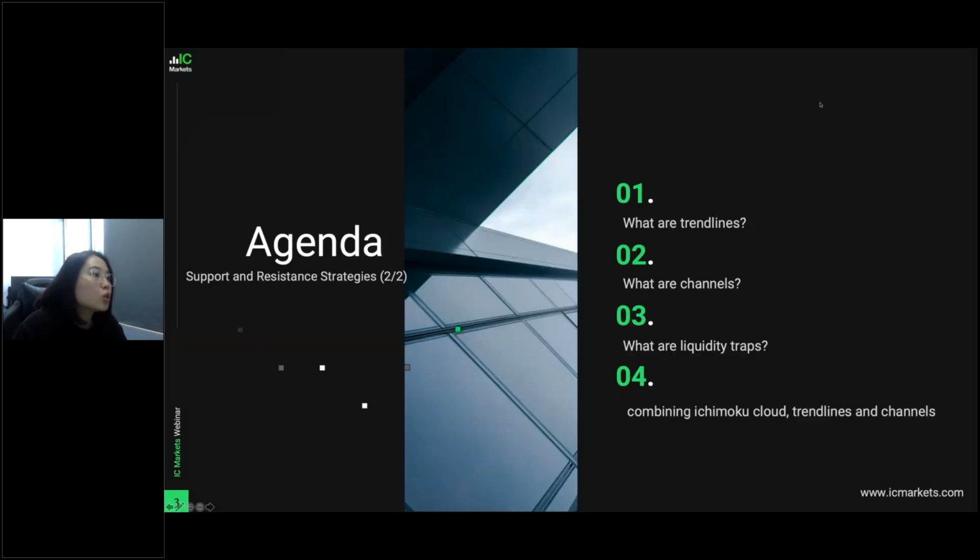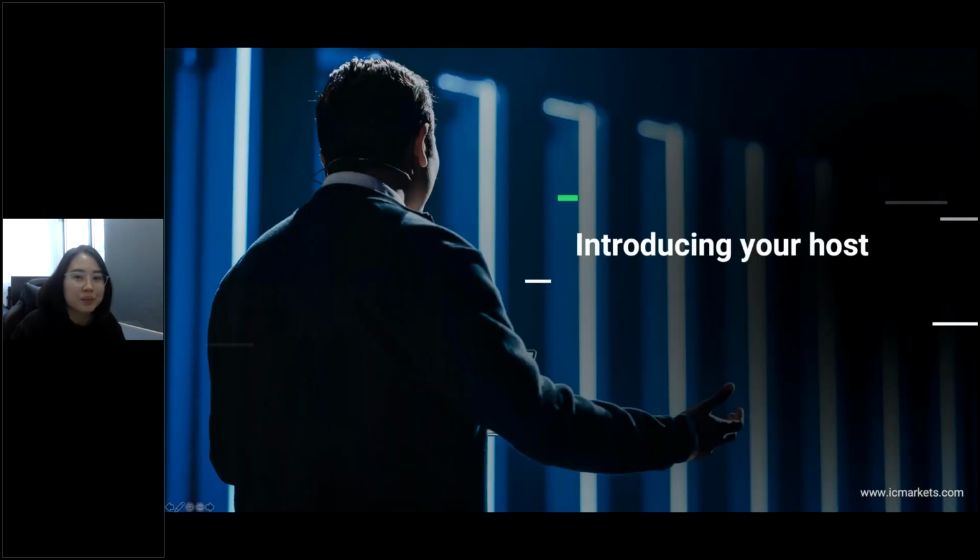Okay, so we're going to do trend lines today. We kind of already did that last week. We're going to do channels, liquidity traps, and combining Ichimoku, trend lines, and channels. We kind of did that last week. I guess this wasn't in the topic last week, but I covered it anyway because we still had time, so it doesn't matter. For those who are hearing this topic for the 100th time, don't worry about it. Just take it as a recap, okay? Like I said, support resistance is very important.